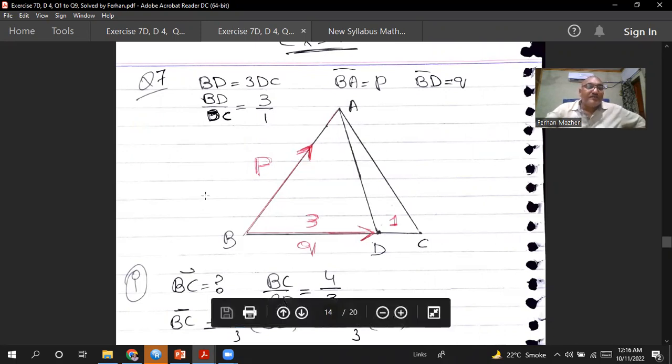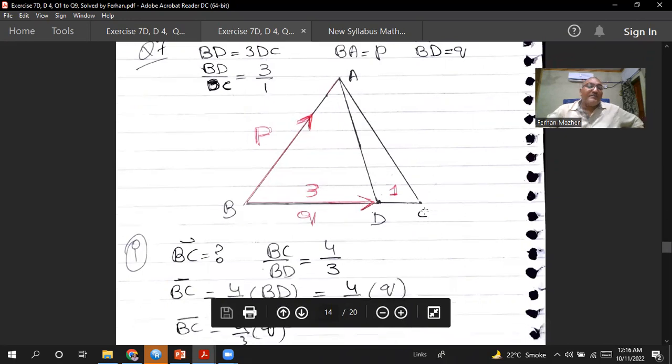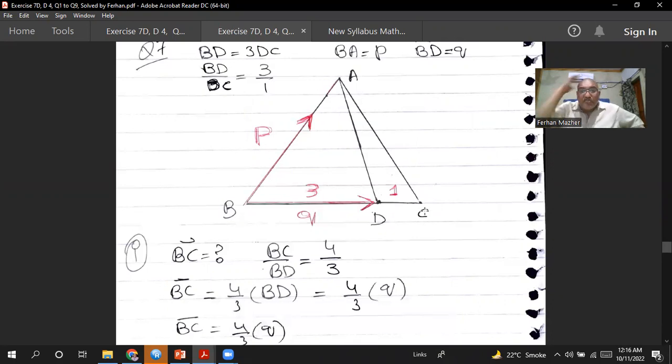Their question is to find the BC. I know the value of BD, so I will take the ratio of BC with BD. BC by BD will be 4 by 3. So BC will be 4 by 3 into BD, and I know the value of BD, that is Q. So BC will be 4 by 3 Q.